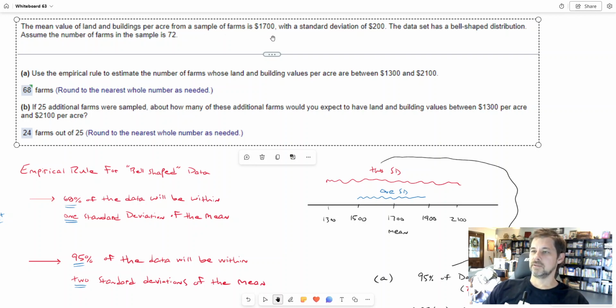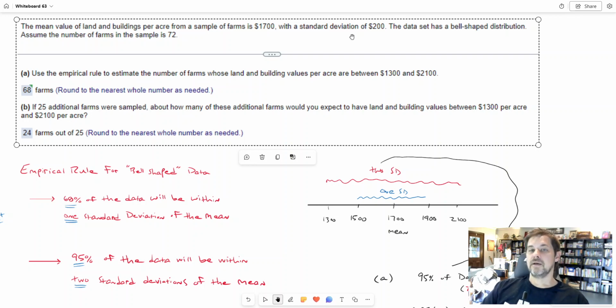And so that tells us where the center of the data is, roughly. Some farms are worth more than that, some are worth less, but the middle of all those values is about 1,700. Standard deviation is 200. And so the standard deviation roughly tells us how spread out the data is. The different farms have different values and the numbers might be spread out all over the place, and the standard deviation is a rough measure of the spread of the data.